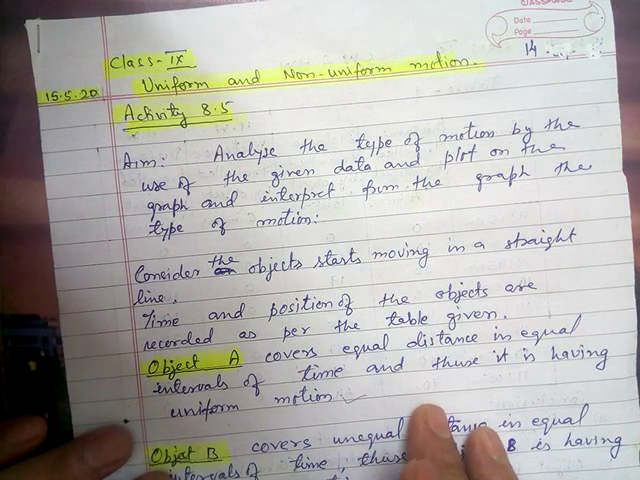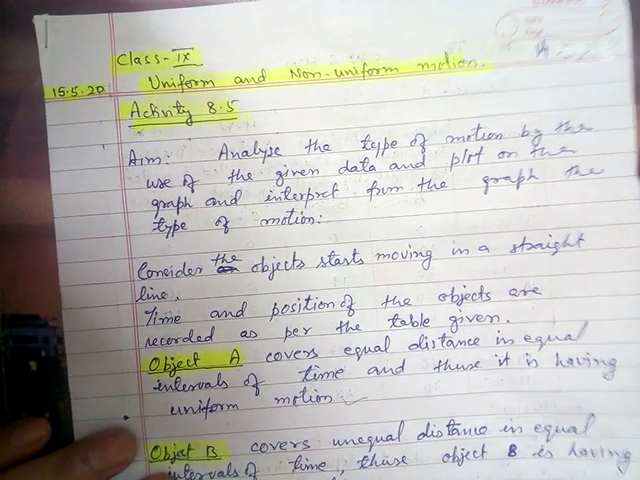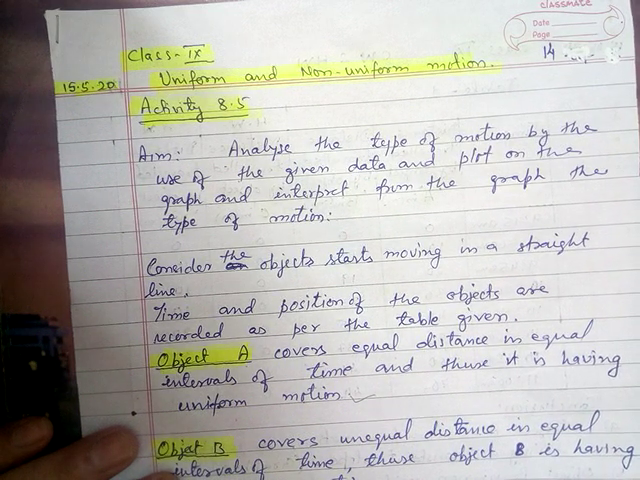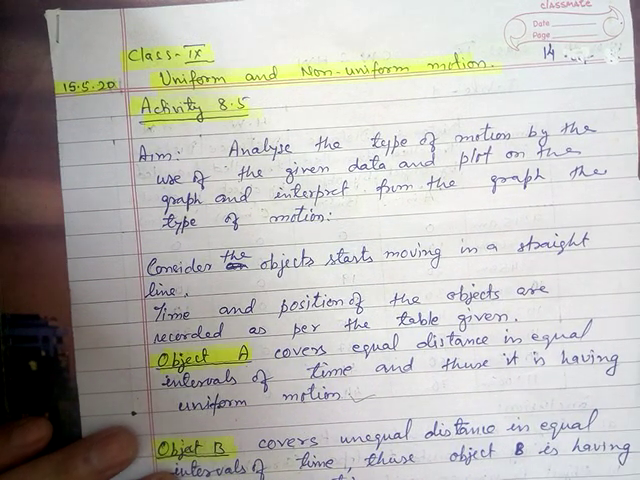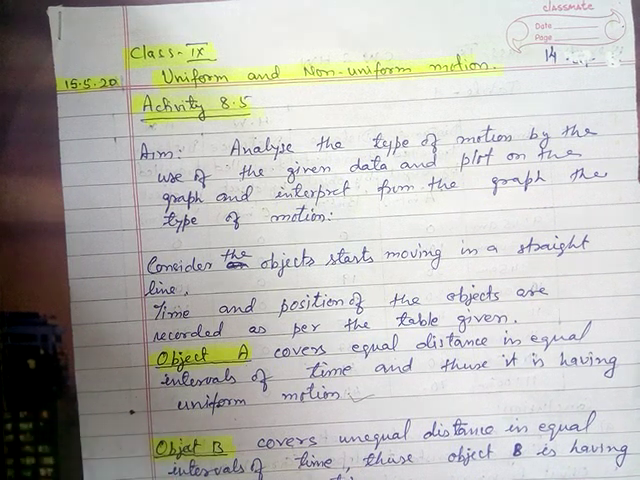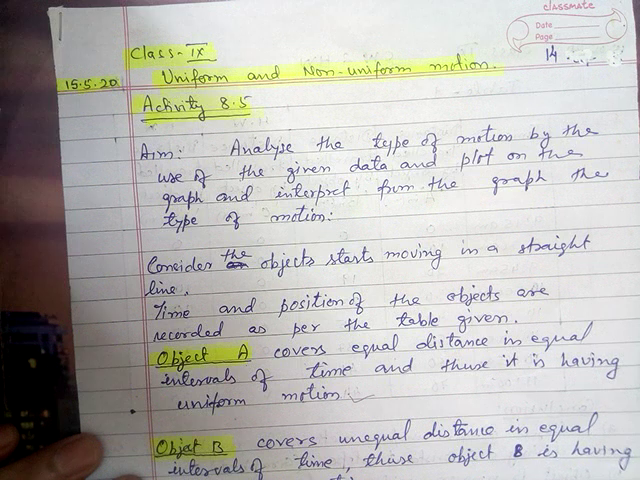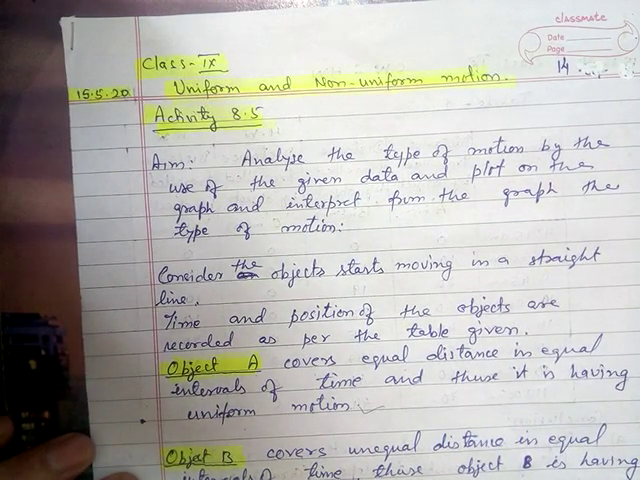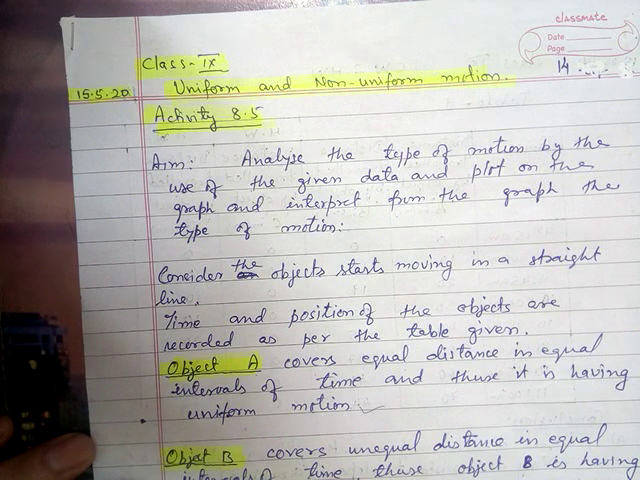Today we are going to analyze the motion of the object and identify it from the distance time graph. So we can find out whether the motion is uniform or non-uniform motion. Before going to the conclusion, we have to take an example, and that example can be any object.